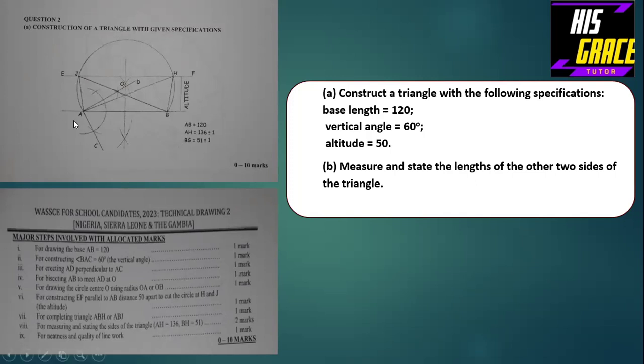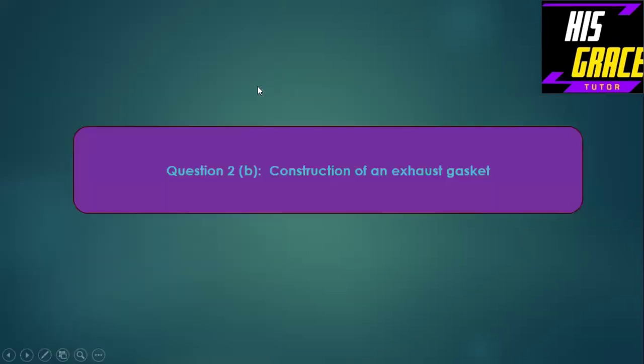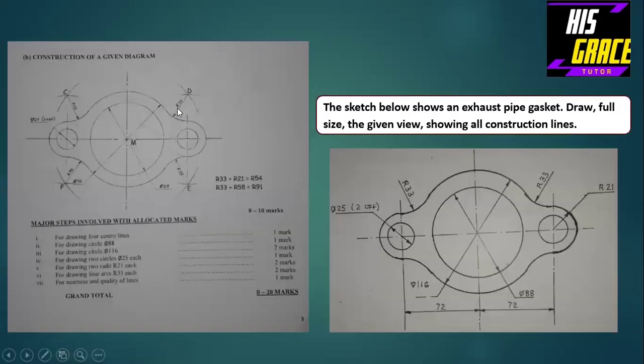Now let's go and look at question 2B. Question 2B has to do with the construction of an exhaust pipe gasket. So let's see how it goes. This is the question given. We are told that the sketch below shows an exhaust pipe gasket. Draw full size the given view, showing all construction lines. So this is how it is given to us.